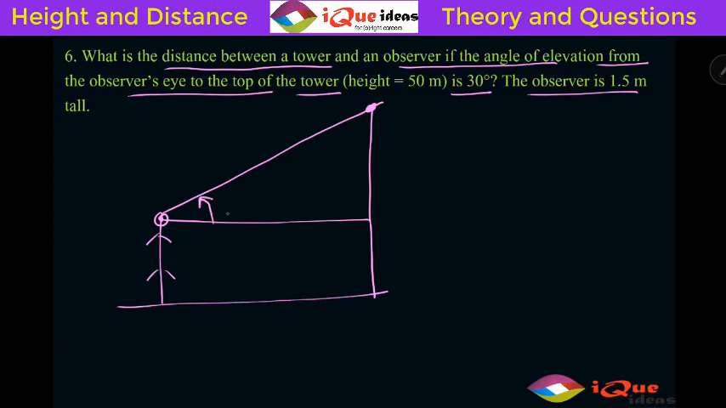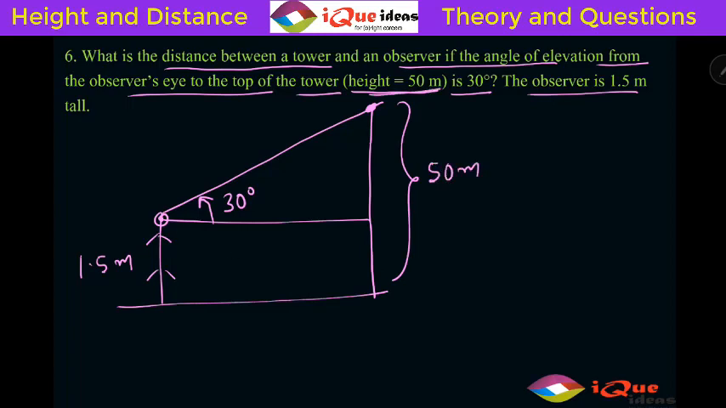Always remember, angle of elevation or depression has to be measured from the horizontal line only, from the line of eyesight. Line of eyesight is always horizontal. All right. So this angle is 30 degree. Okay. Now this person is 1.5 meter tall. All right. And the total height of the tower is given as 50 meter. So this is 50 meter.